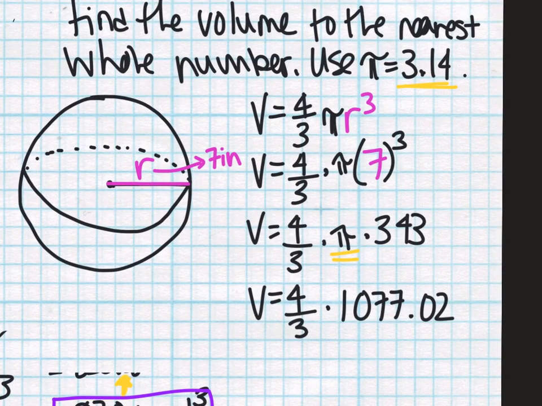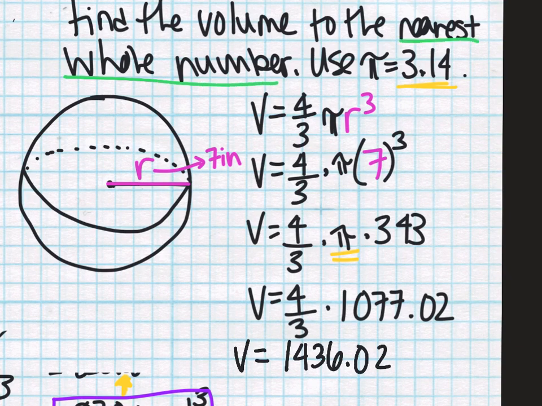So the next thing I need to do on this one is times 4. So I'm going to do 1077.02 times 4, and then I'm going to divide that by 3. And my answer is volume is equal to 1436.02. Now my directions say nearest whole number, so that means I look at this number to tell me if my 6 needs to round up.